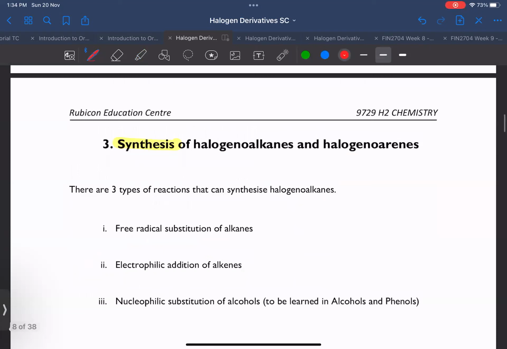Again, I mentioned in the previous chapter that as you go on to learn more organic topics, you will see a lot of different reactions, a lot of different reagents and conditions. That's why you must start to compile a list, maybe in one Word document, of all the different reactions so that you don't lose track. Because every topic, we're just going to introduce more and more.